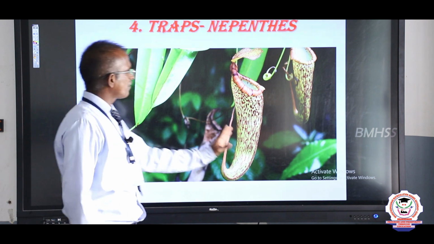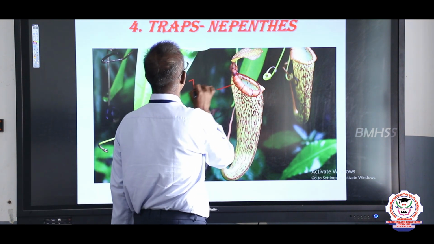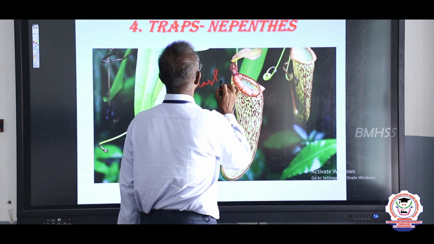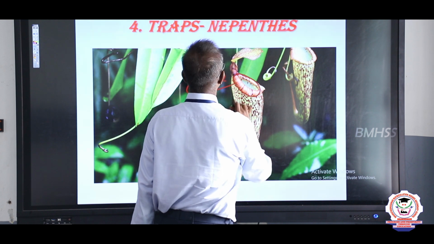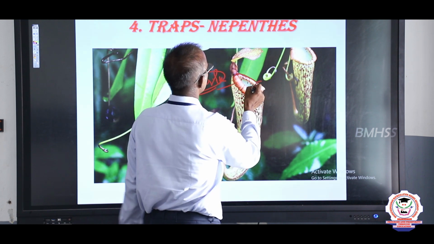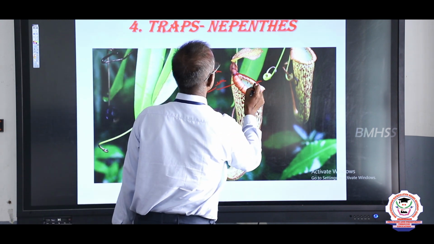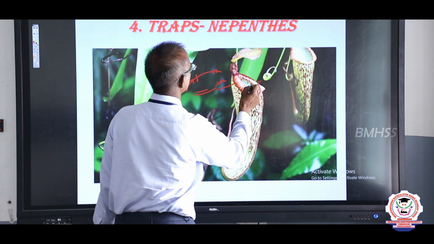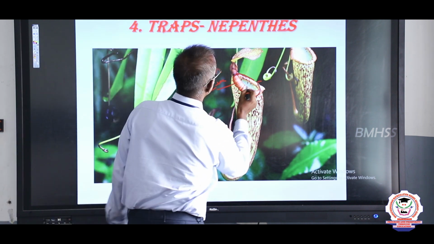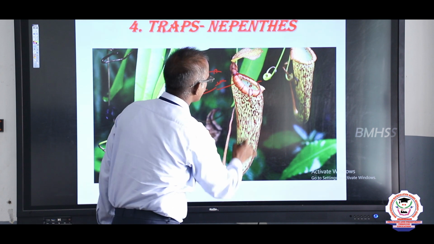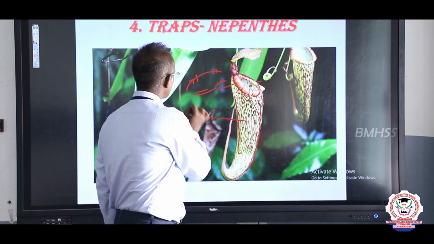Now the leaf is modified to form a flask-like structure. If any small insects come and fall down, they enter the wall of the pitcher. This is what we call the pitcher.